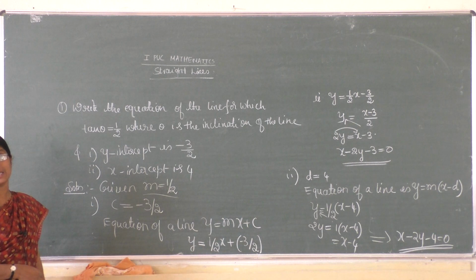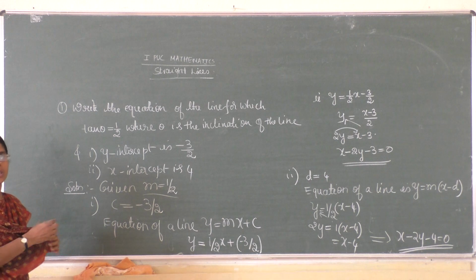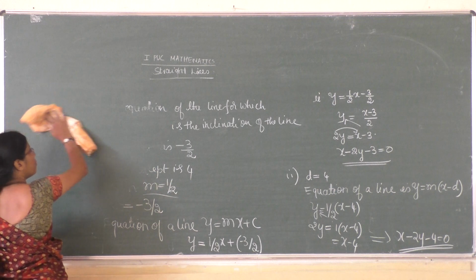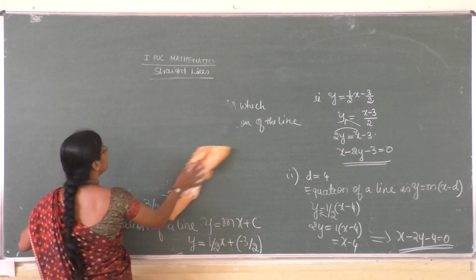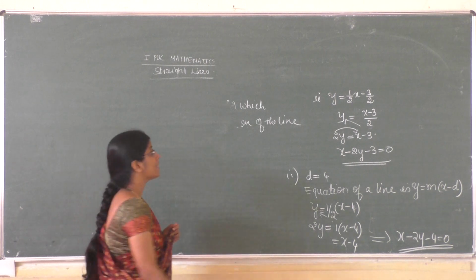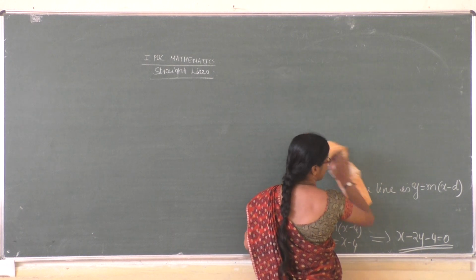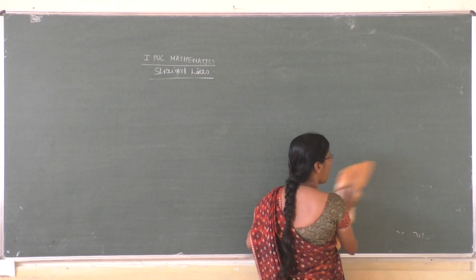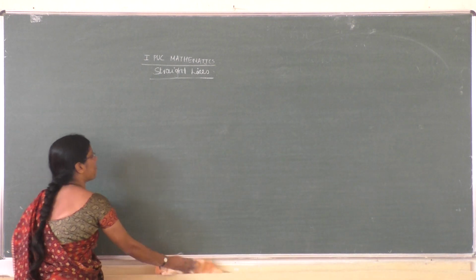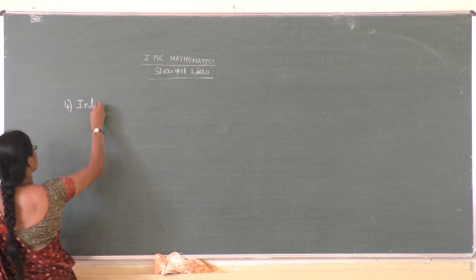Next, what you have to consider? You have to consider one more type of equation, one more form, that is when both the intercepts are given. Suppose both intercepts are given, that is x-intercept and y-intercept both are given, then how to get the equation of a line, that is the intercept form. Okay, next form, that is intercept form.